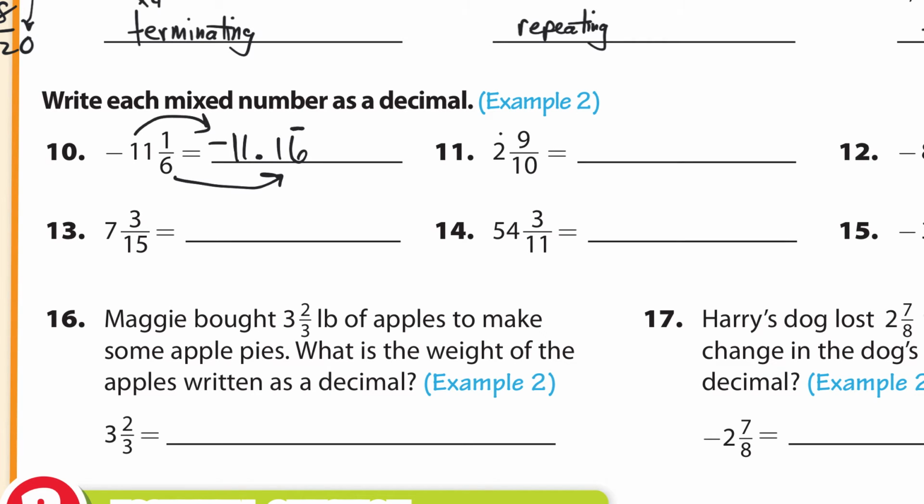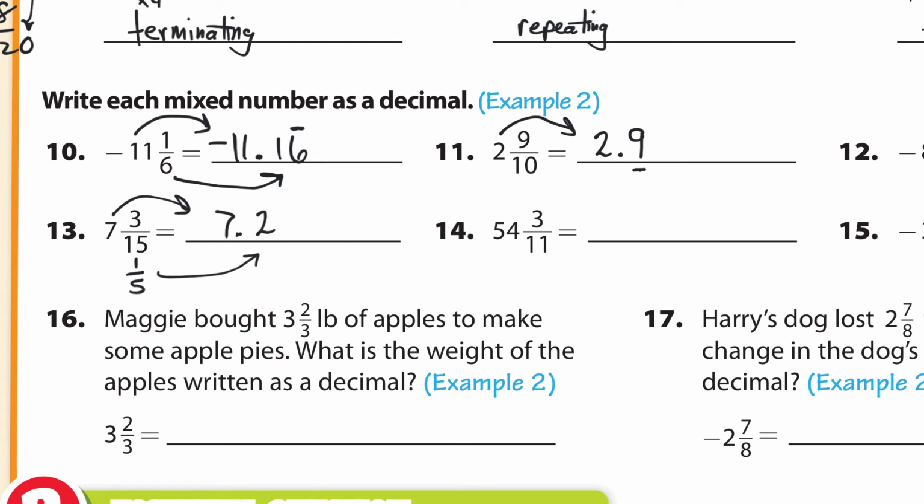2 9/10. Well, the 2 is our whole number, decimal point. 9/10. Boom, boom. 9 is in the tenths place, so 2.9 is it. So easy. 7 is our whole number. 3/15. Well, you know what? 3/15 is the same thing as 1/5. And I know that 1/5 is 0.2. Take 3 divided by 15 in a calculator. You'll see that 3 divided by 15 is 0.2.